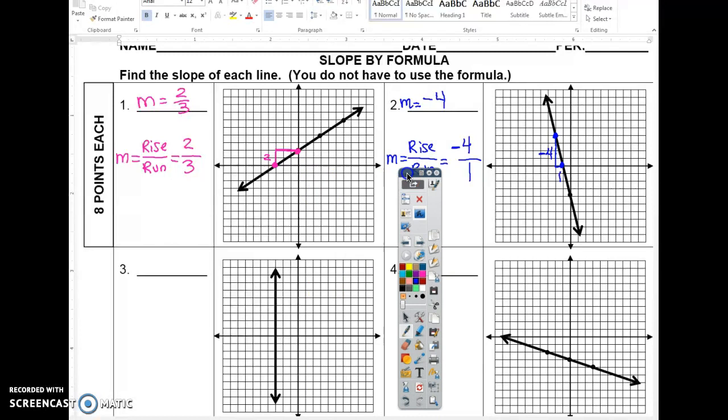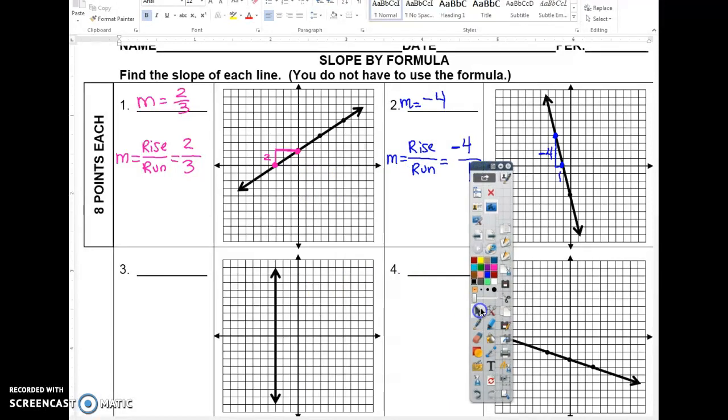Okay, everybody look at my board, the word wall. Everybody look at the word wall and look for something that looks like this. Okay, a line that is vertical up and down. Look on the board, on the word wall. And tell me what type of slope this line has. Undefined. So write it down. M equals undefined.